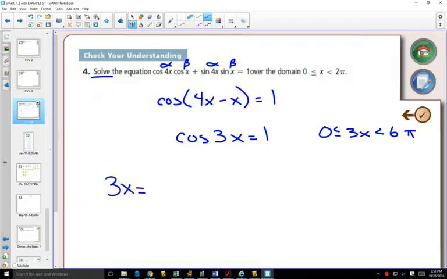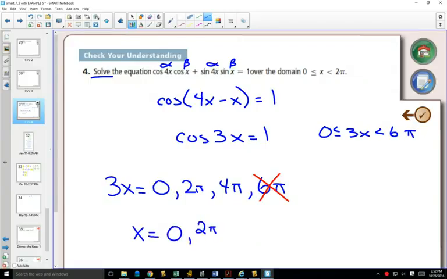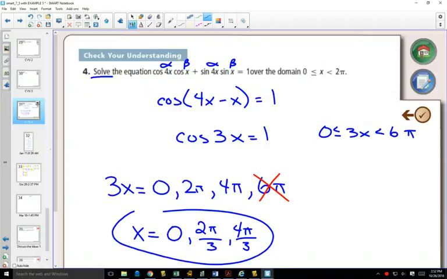Cos of x is equal to 1 at 0, and then 2 pi, and that would be the first time around. Second time around, 4 pi. Third time around, 6 pi, but we have to be careful because 6 pi is not included in our domain. So in 3 times around, we have 0, 2 pi, and 4 pi. So then to solve for x, divide each of them by 3. And we have our final answer.